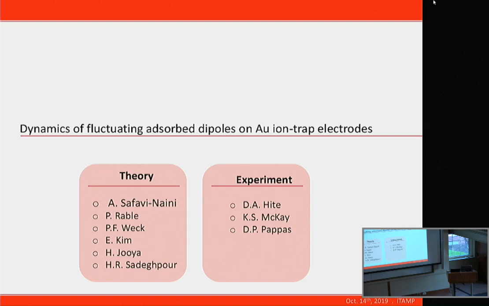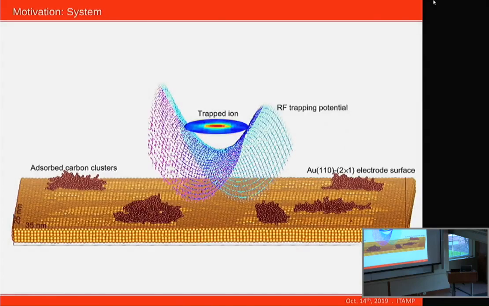So the topic is pretty much the same as Dustin talked about, but for me it's going to be mostly toward the theoretical and computational perspective. Dustin talked about a lot of things, but for the sake of completeness of my talk, I'll go over the basics. The system that we are dealing with is an ion sitting microns away from the surface in this planar surface trap, and on the surface lots of things may be happening.